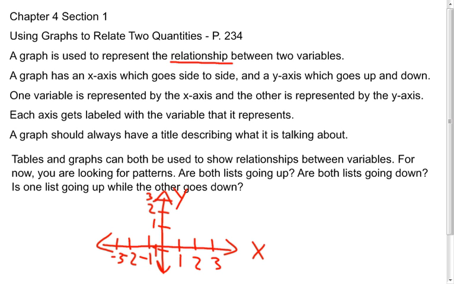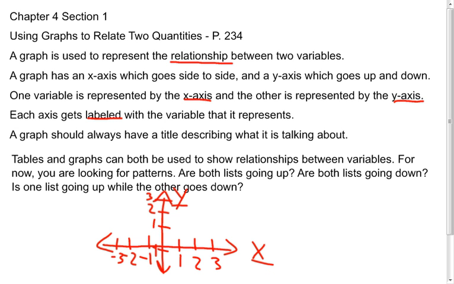But it's just two different number lines, and so you're going to be working with these two number lines at the same time. So one of my two variables, the x variable, is represented by the x-axis. So when I go side to side, that's talking about my x number. The other variable is represented by the y-axis. So my y variable is what's going up and down. Each axis gets labeled with the variable that it represents, so that's why I put an x here and a y here. We're going to use this labeling idea more later on in the section.